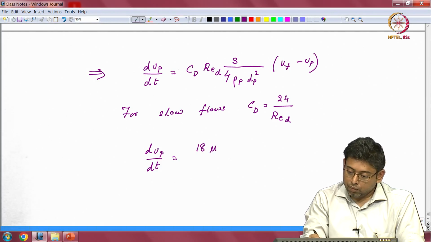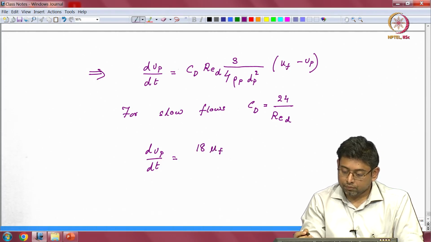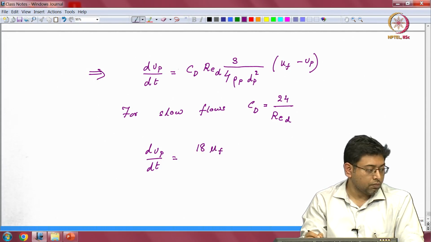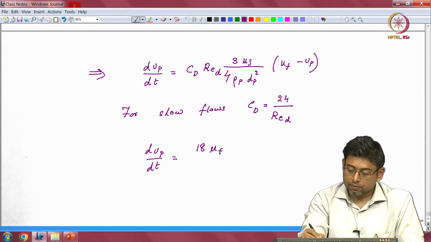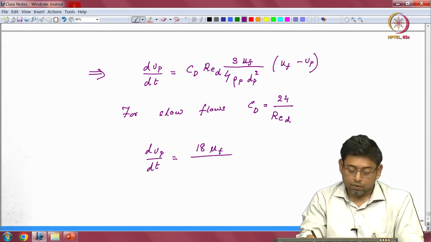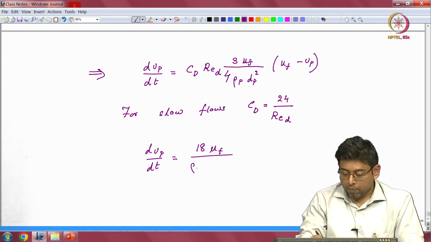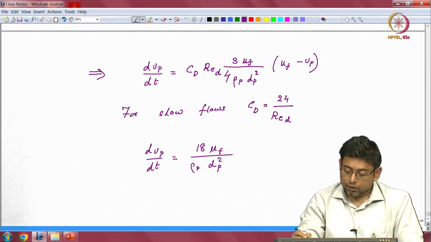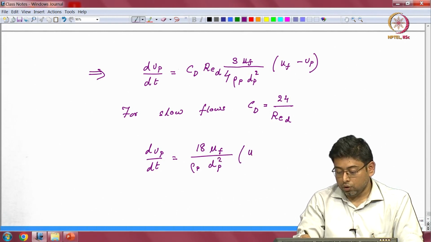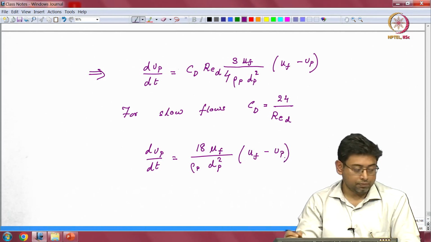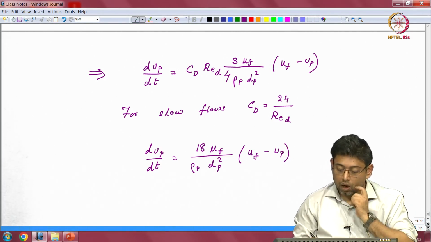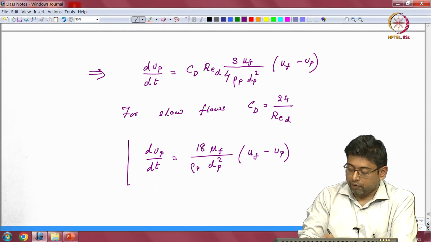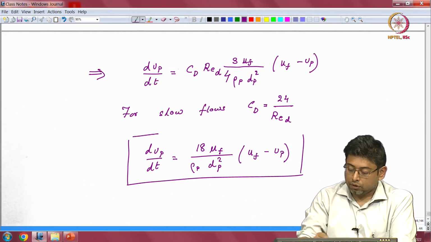18 times mu f. Okay, there is a mu missing here. Sorry. 18 times viscosity over rho particle times dp, the particle diameter squared, times Uf, the velocity of the fluid, minus the velocity of the particle. So this now becomes an ordinary differential equation that can be solved.